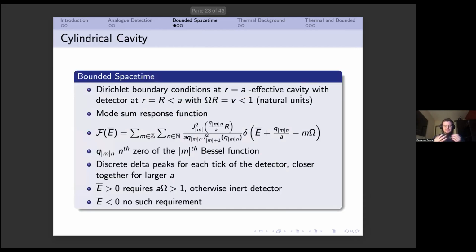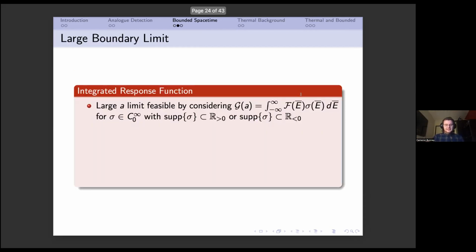Well, because we have a delta function, the easiest way to remove this would be to integrate over all the possible ranges of energies. And so if we introduce some smooth function of compact support, sigma, and integrate over the energies, we can remove this delta function, and then this allows us to consider only certain energies. So from an experimental point of view, this would be pointing out the specific ranges of energy that we'll be considering.